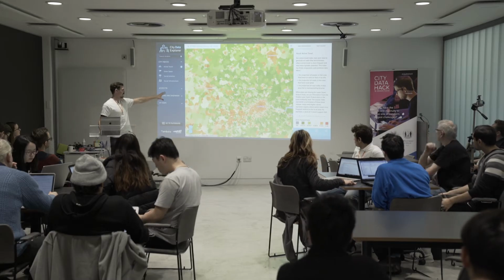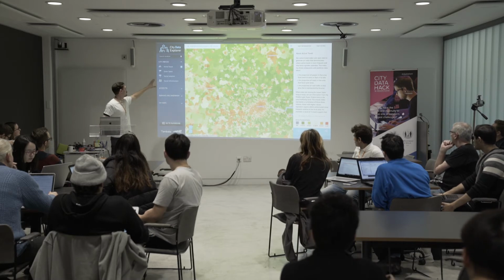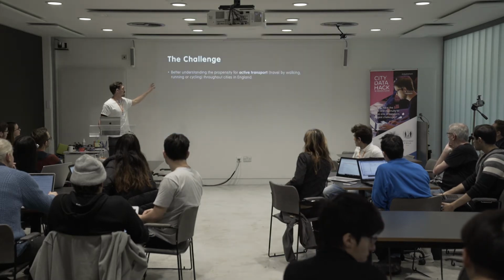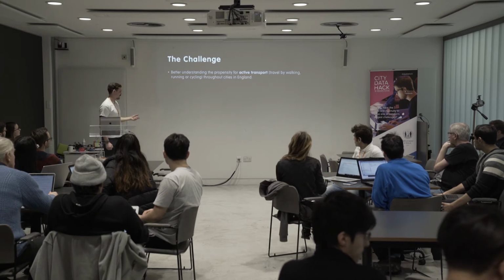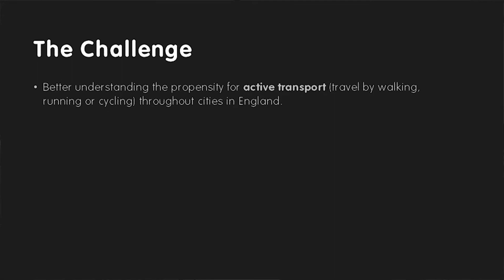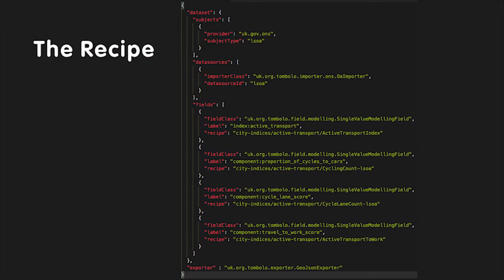But creating something like this has not only come from the City Data Explorer tool itself, it's also part and parcel paired with the Tombolo Digital Connector. So for example, in this particular circumstance, the challenge was to better understand the propensity for active transport throughout different cities in England. So how can we better understand that particular challenge? Of course, we developed Tombolo Digital Connector, and we acknowledge the fact that it's really good at bringing in data from lots of different sources. And so we built a recipe, which looks like this, to help address that.